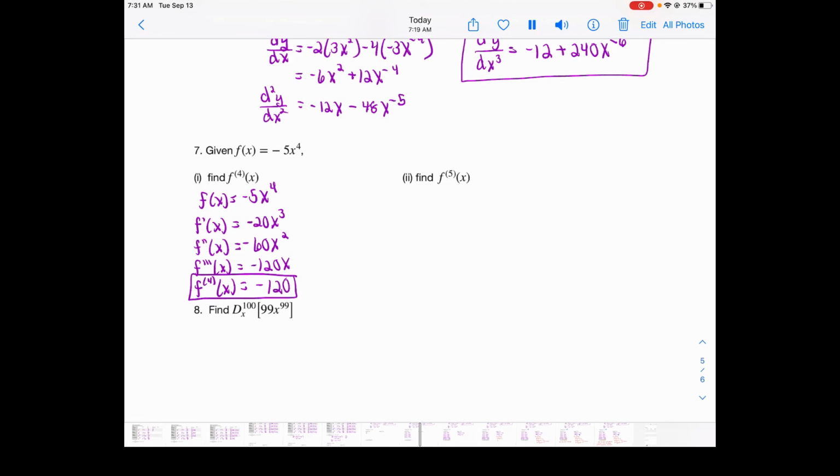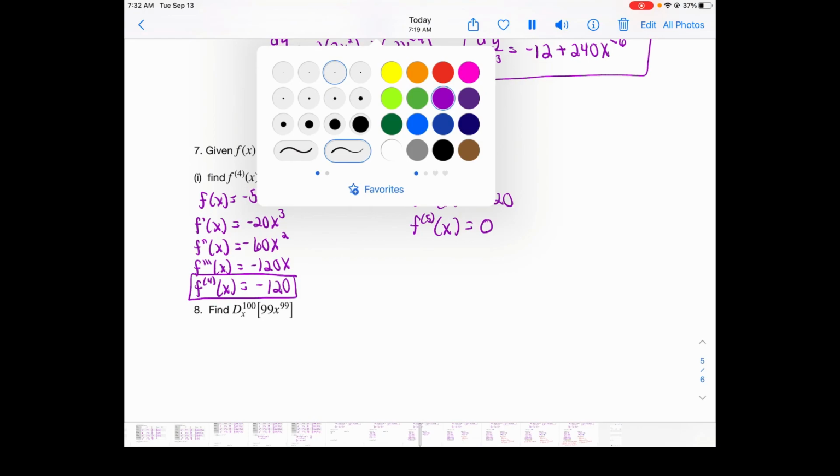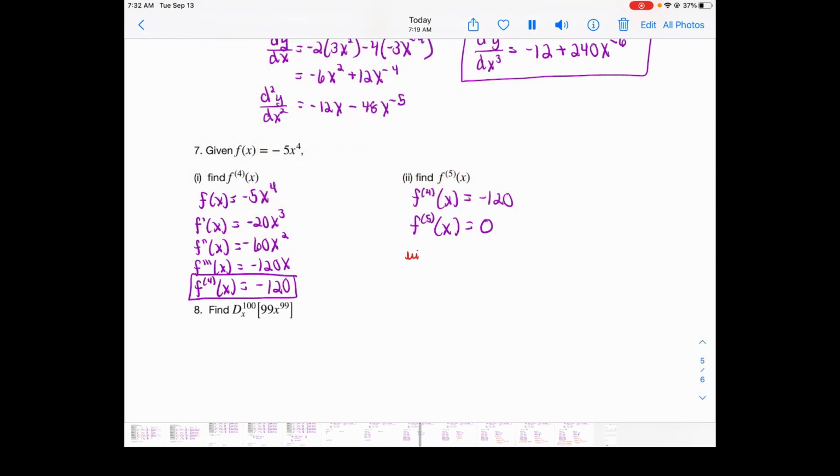Now here I wanted to find the fifth derivative, so I just take my previous answer of the fourth derivative and differentiate that. Remember, the derivative of a constant is 0. Now, this kind of neat thing happens. Notice that I took the fifth derivative of our f of x and I got 0. So what if I kept going? Like maybe if I asked you for the seventh derivative of f of x.